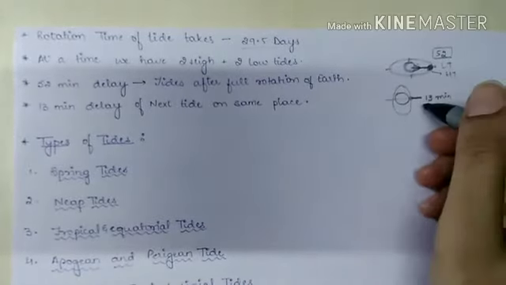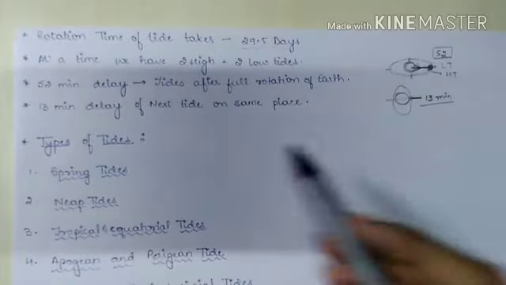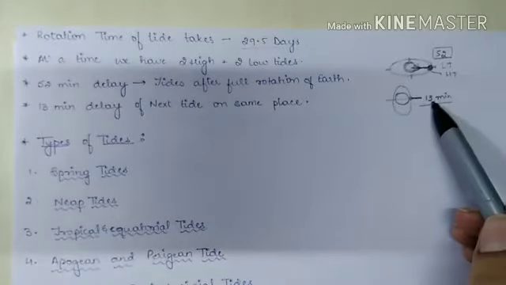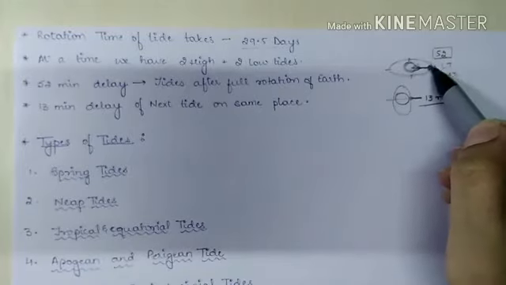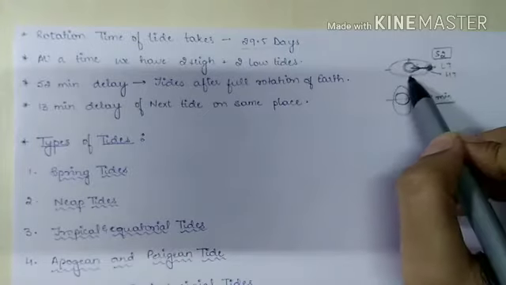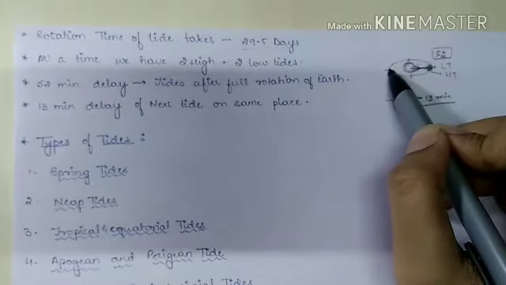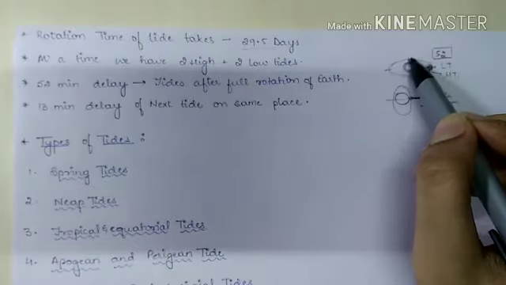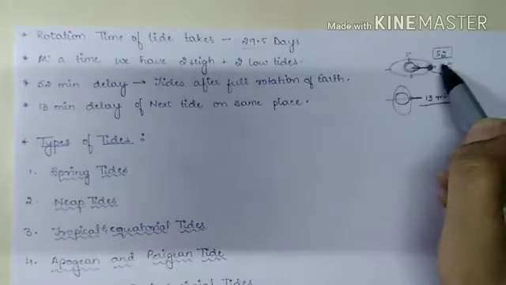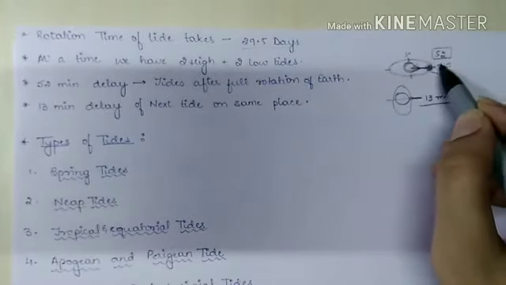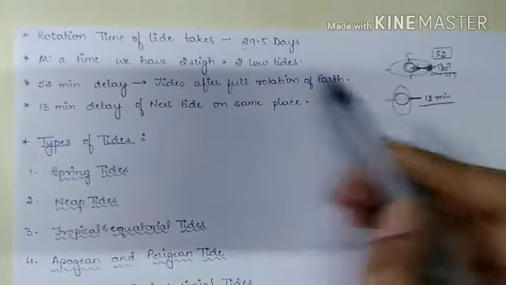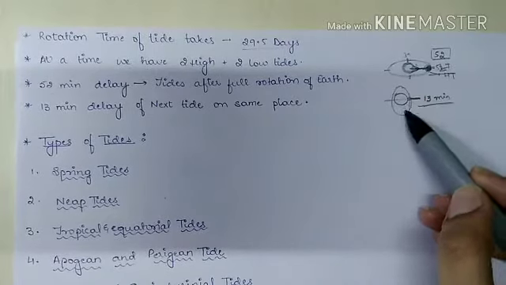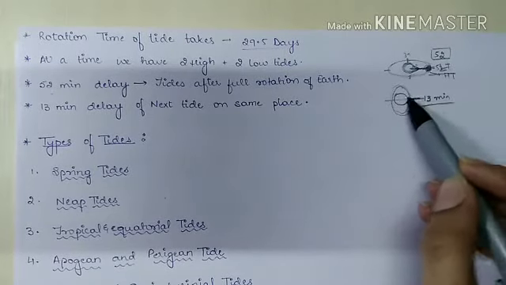Okay, so this is the basic calculation, and because we are having a 13 minutes delay, the same position of the tide will be after 13, 26 minutes, 39 minutes, then at last 52 minutes. Okay, so this is how we have a 52 minutes delay for the same tide to occur at the same place.